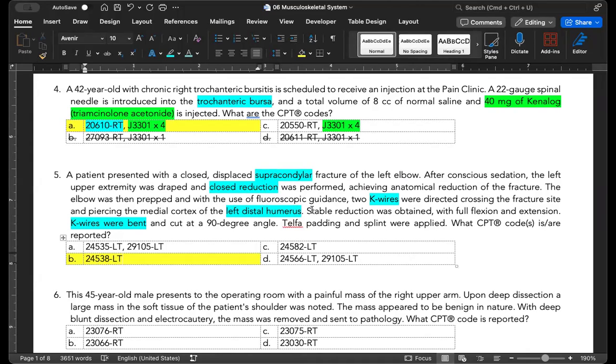It's going to be included. So we're only going to code the 24538. Sorry if I said that weird.